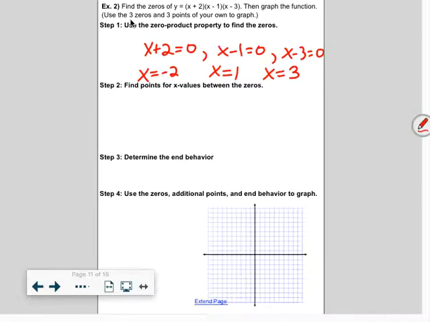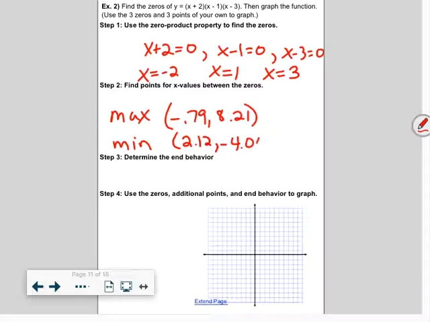So I'm going to write here, I had the maximum is negative 0.79, 8.21, and I would like you to get in the habit of labeling them minimum and maximum, because that's going to help us. So the minimum was 2.12, negative 4.06. When you look at the graph, what's the end behavior? Where is it far to the left? Where does it go, up or down? It goes down, and then on the far right, it's going up.